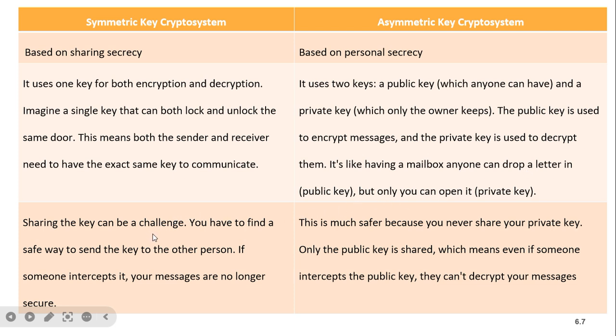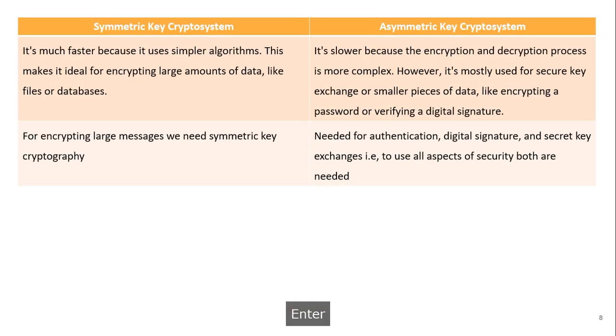Sharing the key can be a challenge. You have to find a safe way to send the key to the other person. If someone intercepts our message, it is no longer secure. That's why we use the Diffie-Hellman key exchange algorithm to securely share the secret key between the two users. This is much safer because we never share the private key. Only the public key is shared, which means even if someone intercepts the public key, they can't decrypt our message.